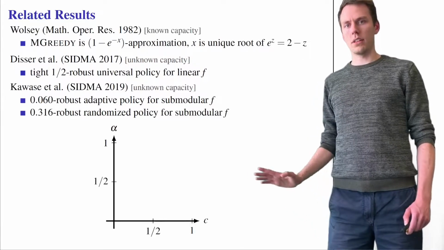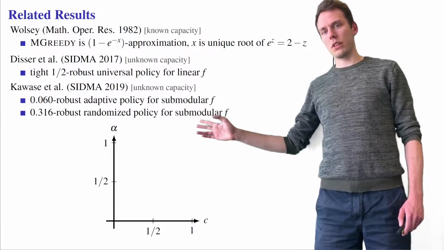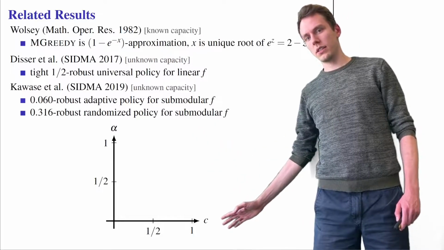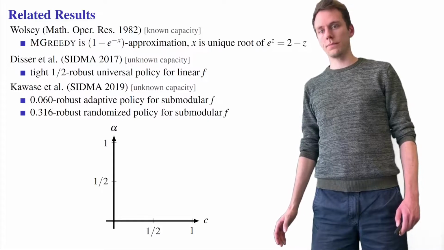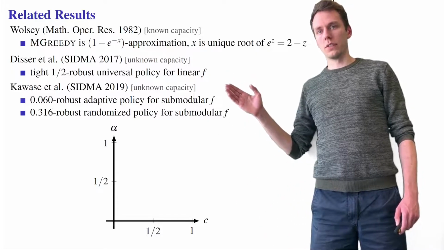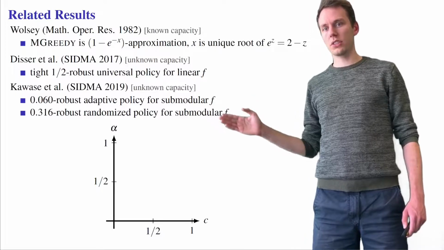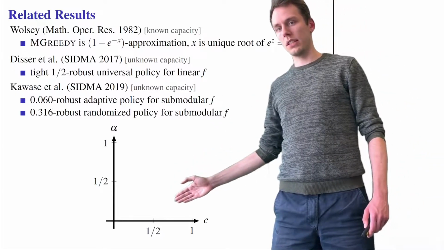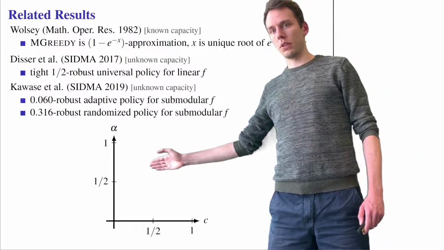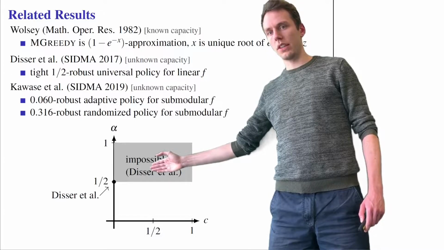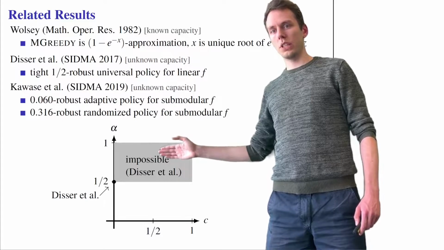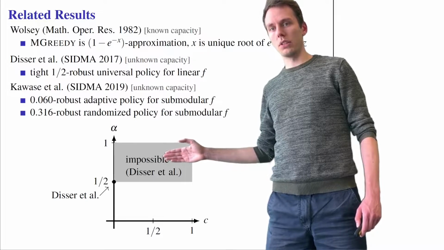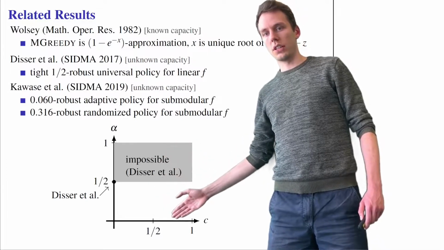And we can look at the landscape here. We have on the x-axis the curvature c, and on the y-axis the robustness alpha. The first result of Disser et al. is for linear functions, so this is when the curvature c equals 0, and they give a policy that equals 1/2, so their result lies there. And because this result is tight, we also know that it's impossible to reach this gray area here with any policies for all curvatures between 0 and 1.